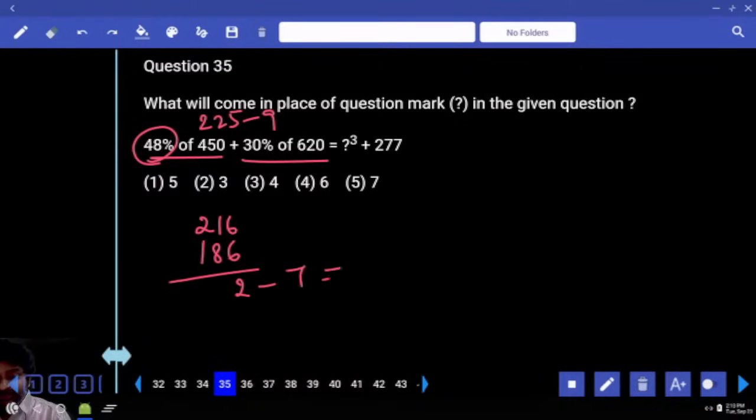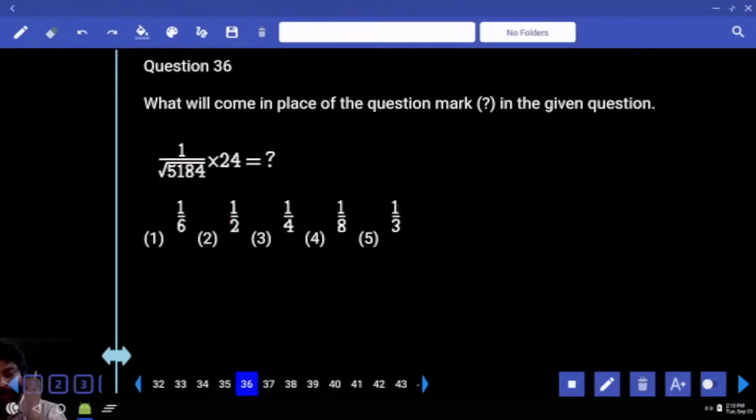2 minus 7 ends with, which cube ends with 5? 5. First option. Under root of this number. 80 square 6400. Got it? 70 square 4900. This number is little bit more than 4900. Correct? So it should be in 70s only.